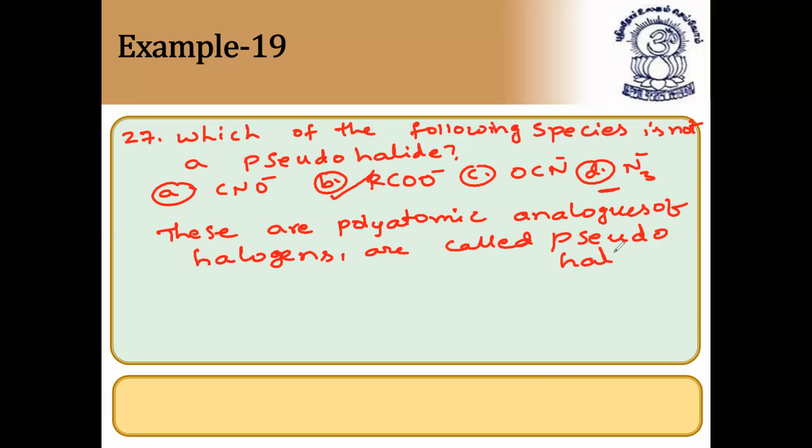So N3 minus means N3Cl minus means what? Only one halogen. Halogen valence is one, so it can substitute. But this is an organic compound, RCOOH, carboxylic acid. RCO minus is nothing but what? It is the carboxylate ion. Carboxylate ion is not a pseudo-halide. I hope it is clear.